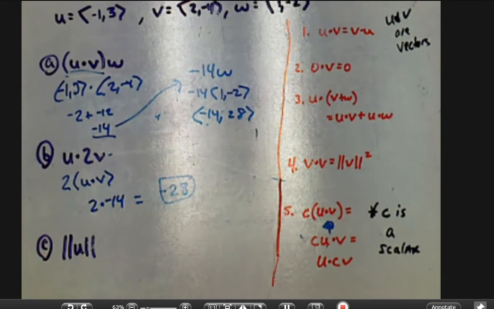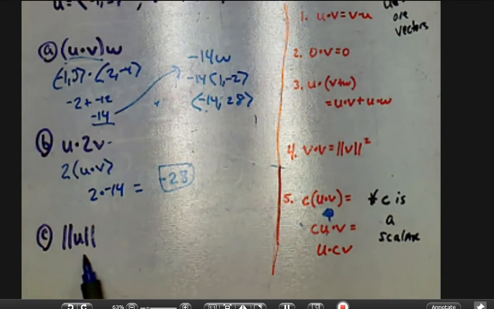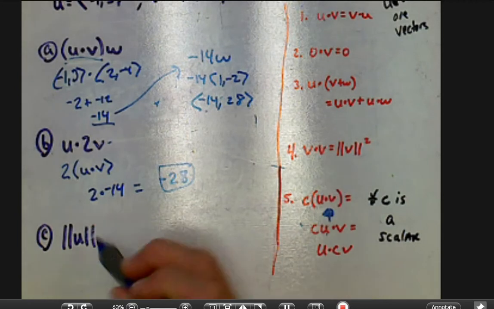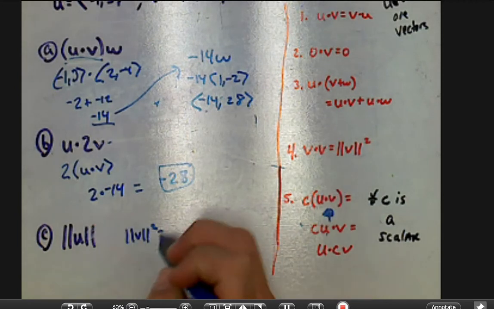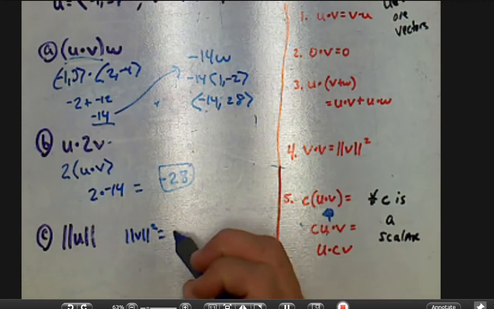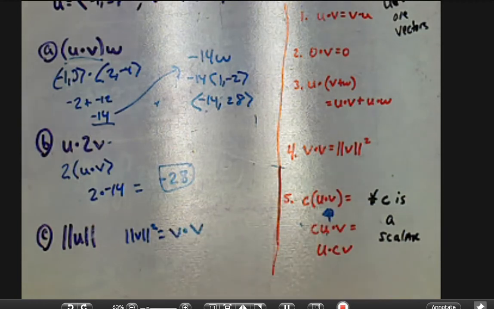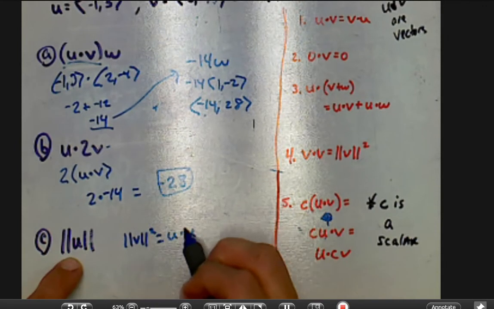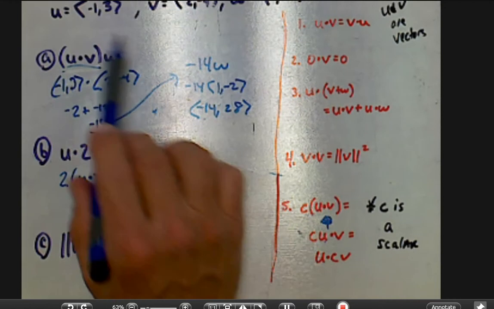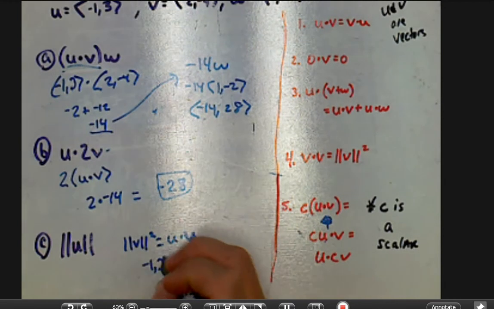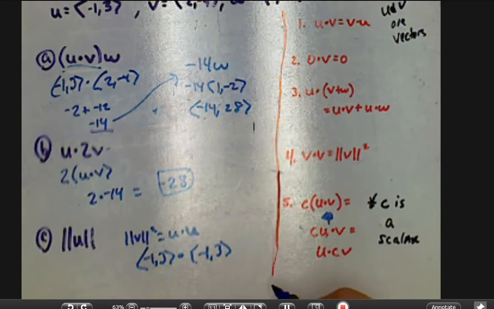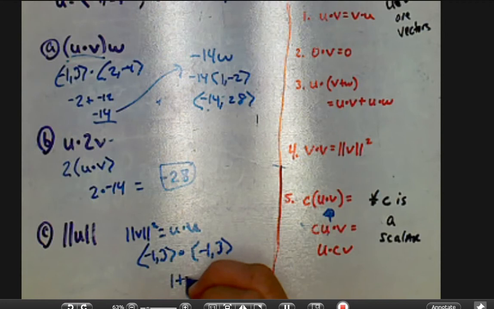Then example 2c wants us to find the magnitude of u. So I know from up here that the magnitude of v squared is the same thing as the dot product of v dot v. Well, instead of using v's, I can just use u's because it wants u. So the first thing I do is find the dot product of u dot u. So -1 comma 3 dot -1 comma 3, which is going to be 1 plus 9, which is 10.